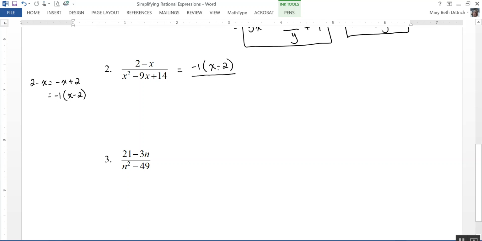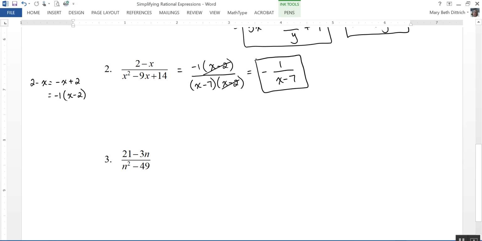And then I have to factor my denominator. So that's going to factor into x minus 7, x minus 2. And now I can cancel out some common factors. There's a common factor of x minus 2 on the top and the bottom. So that's going to leave me with, I think I'd like to write it like this, negative 1 over x minus 7.